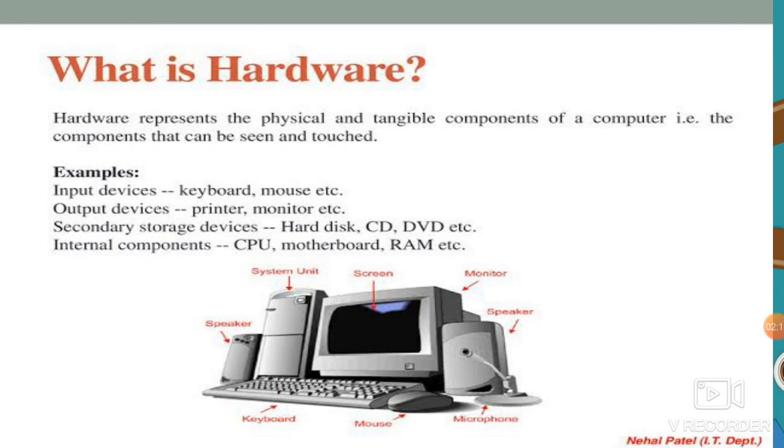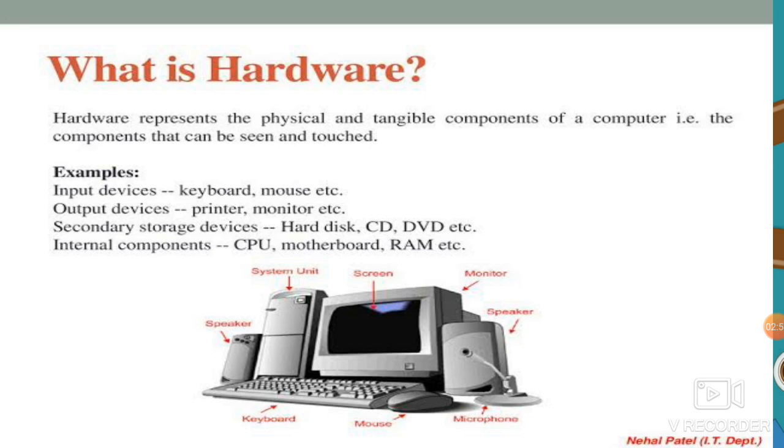Now, what is a hardware? So again, hardware represents the physical and tangible components of a computer, that is, the components that can be seen and touched. So the examples of the input devices are keyboard and mouse, and both are hardware components because we can see and touch keyboard as well as mouse. Now output devices, printer and monitor, these both are also hardware parts because we can see and touch the printer and the monitor also.